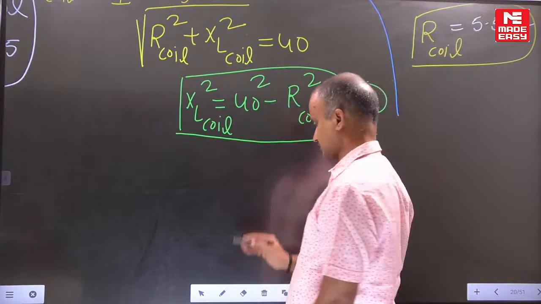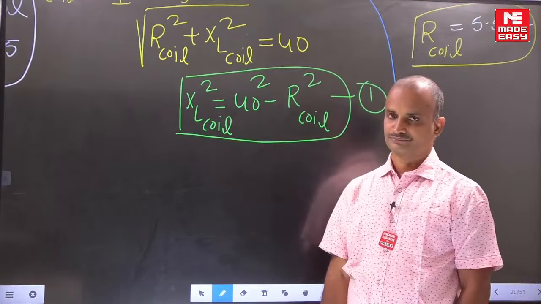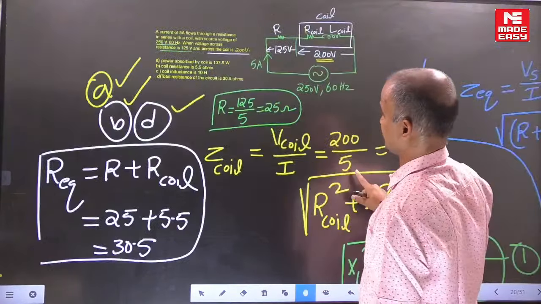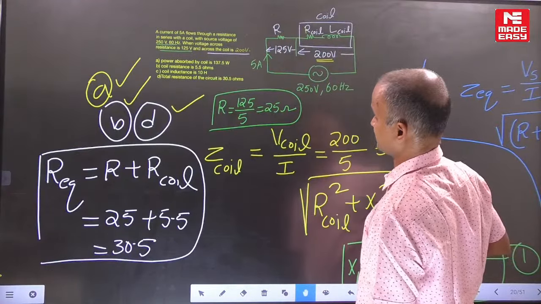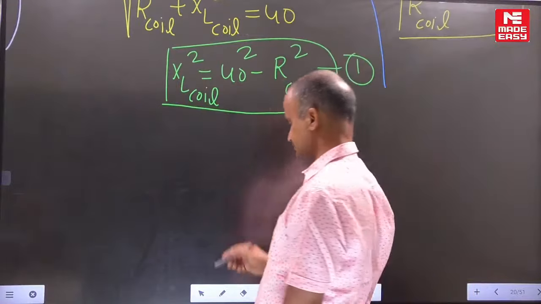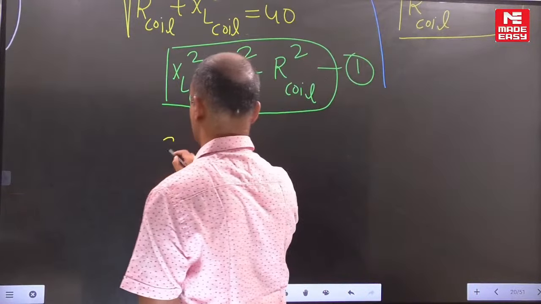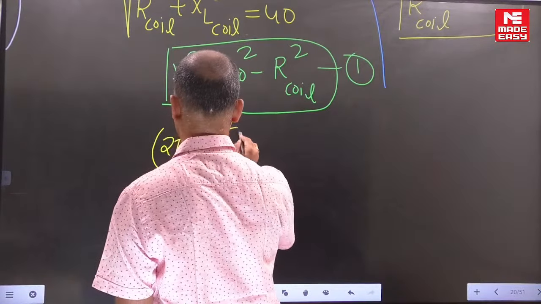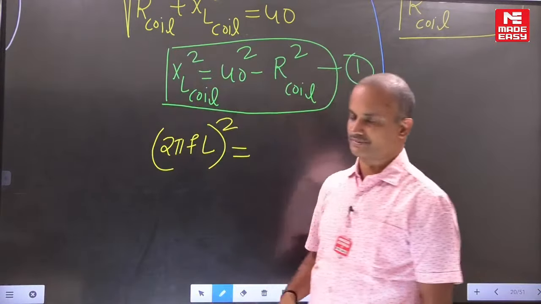To verify the inductance, can you use equation 1? I think in the data itself, frequency was given. What is the frequency? 60 Hz. Now correspond this to equation 1. What is the expansion for this measure? Can you write this as 2 pi FL?